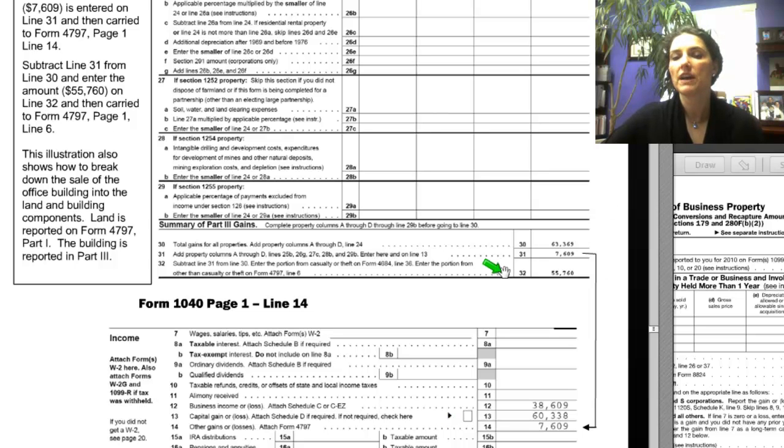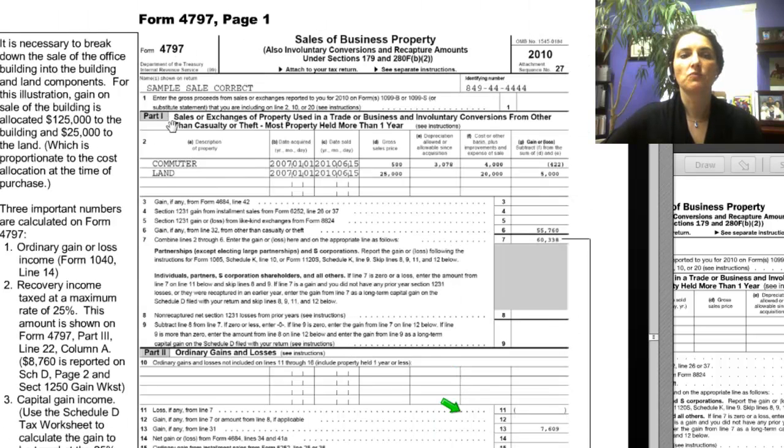Now, line 32, we have long-term amounts eligible for capital gain rates, but this amount is not carrying directly to line 13. We're going to have to do some additional computations on page 1 before we ultimately figure the amount that's going to be carrying to line 13. And here is page 1 of the form, and on page 1 we're reporting the sale of the computer as well as the sale of the land.